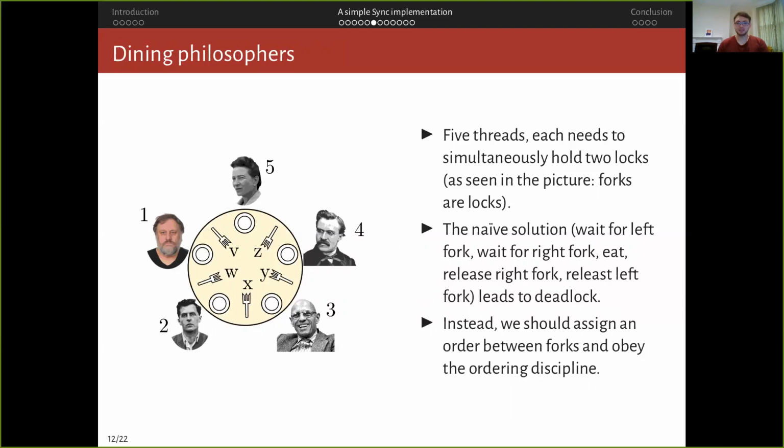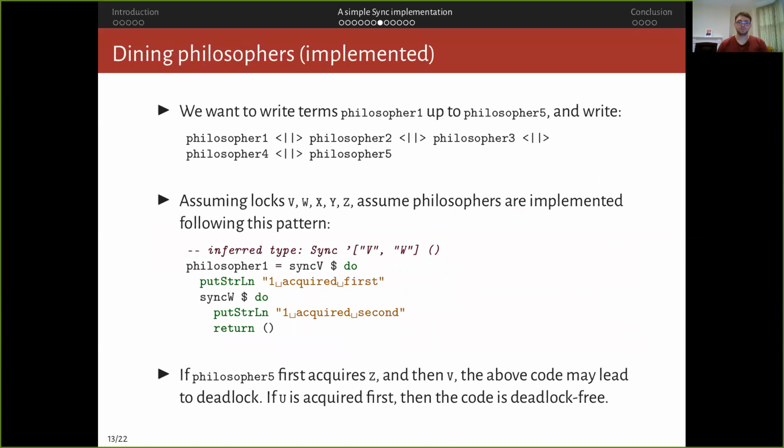This is a simple example of not obeying the ordering discipline. So we need to impose some kind of order between the acquisition of forks. Our framework allows us to see how this is implemented in action. We want to write terms philosopher 1 up to philosopher 5, which we then run in parallel.